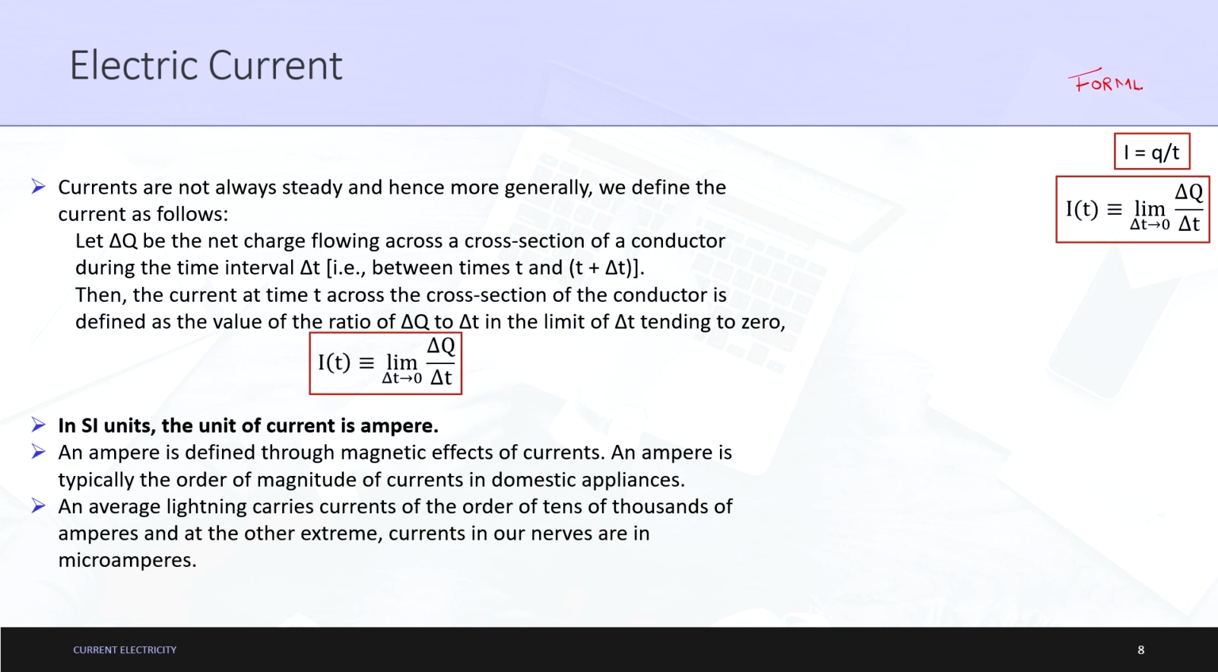Everything which I will try to explain to you in the subsequent slides, I will keep on updating, so that finally you will get a complete sheet such that you can remember those formulas for your exams. Okay. So, currents are not always steady, and hence more generally we define the current as follows. So, now a general definition of current will be defined here. Let delta q be the net charge flowing across a cross section of a conductor. So, let us suppose I make a conductor in this fashion.